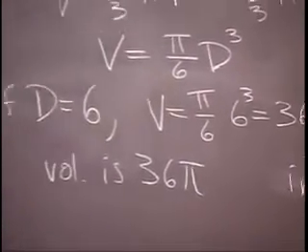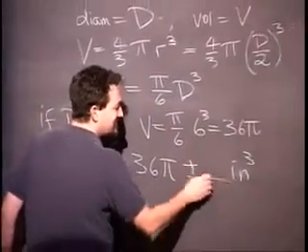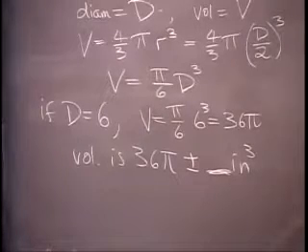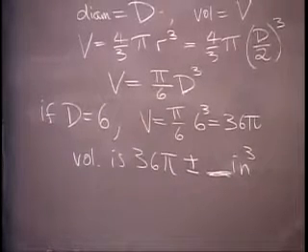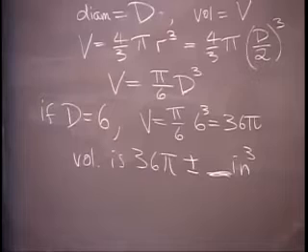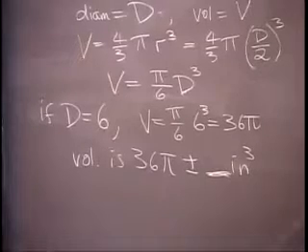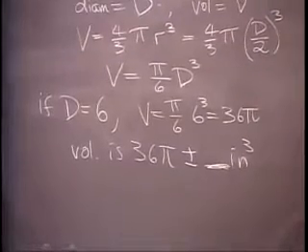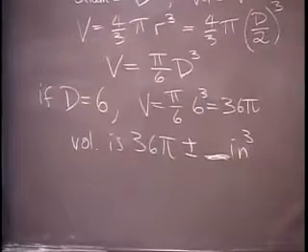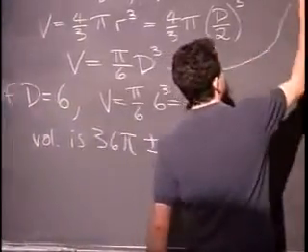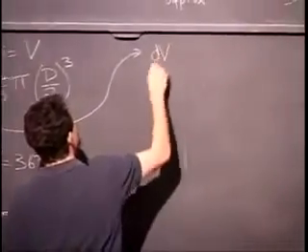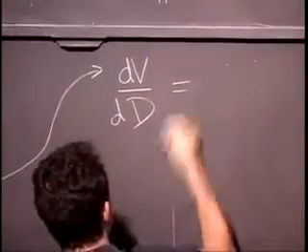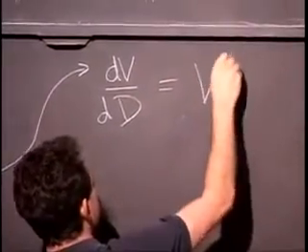Well, I've left a space here because I'm going to put a plus or minus, and that's really what the question is asking. What is the error in this? If it was exactly 6 inches diameter, sure, the volume would be exactly 36 pi, assuming it was an exact sphere as a ball. But it's not, so we have to do a bit of work. So we're going to need the derivative.